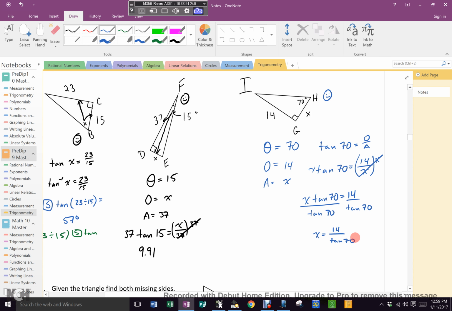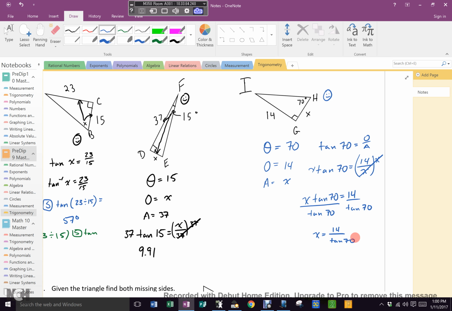Now you guys are smart kids. This is the shortcut. When the variable was on the top, what did we do? Multiply. When the variable was on the bottom, what did we do? Divide. Done. How do I punch that into my calculator if I'm everyone but Blake? What do I got to punch in? 14 divided by tan 70 equals. If I'm Blake, 14 divided by 70 tan equals.